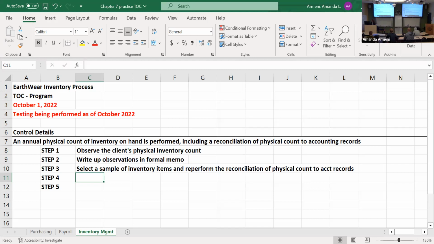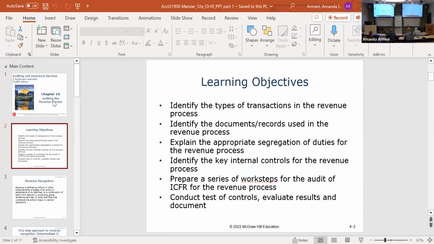Okay. So before we get to that, let's familiarize ourselves with the revenue process. Okay. So in this first part of chapter 10, what we are going to discuss are the different transactions that go through the revenue process, the significant accounts that are affected by the revenue process. We're going to talk about the departments that are involved within an organization in the revenue process. We're going to talk about the documents and records. So we are becoming familiar with the revenue process.